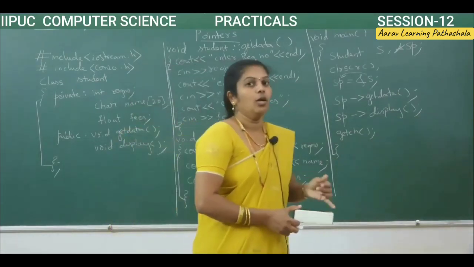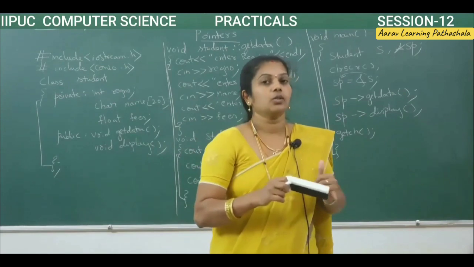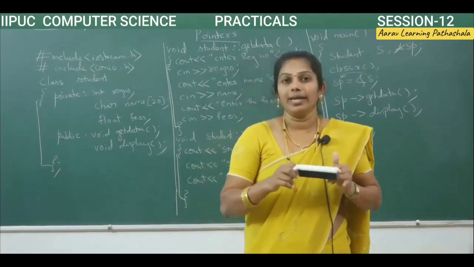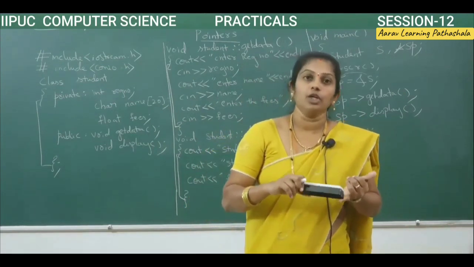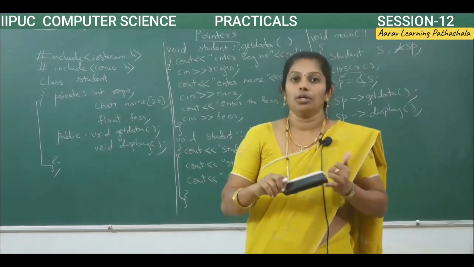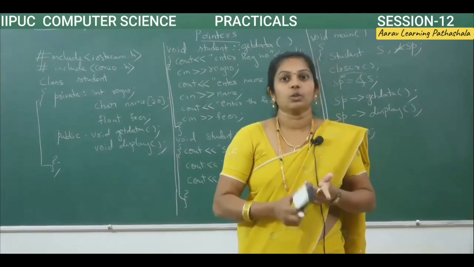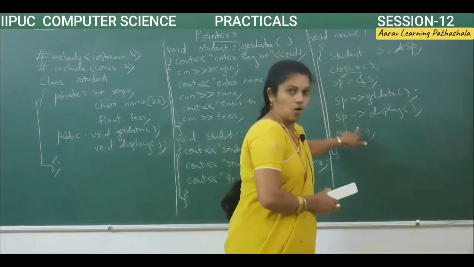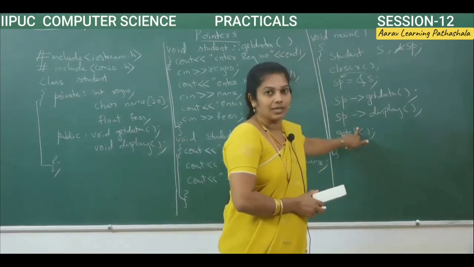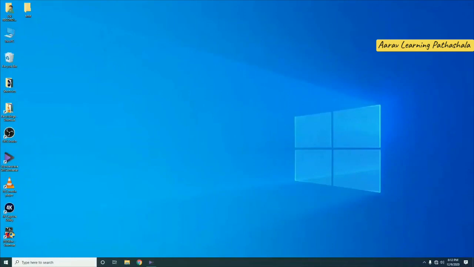Once again I am to recall, pointer to object is nothing but a pointer pointing to an object. Here we can call the functions with the help of the arrow operator. Now is it clear for all of you? Now we will show you how to execute this program on the system.